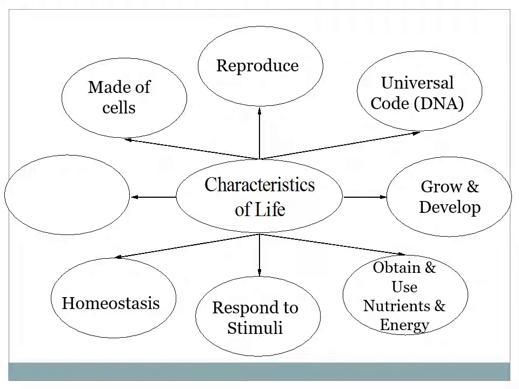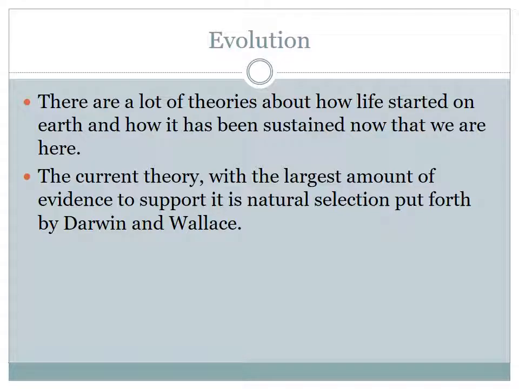Maintain homeostasis, so have a stable internal environment. Remember that sweating when we're hot or shivering when we're cold, body temperature just being one example, blood sugar being another one. And finally, must be able to evolve. And we're going to continue talking about what that means as far as the animal kingdom is concerned now.